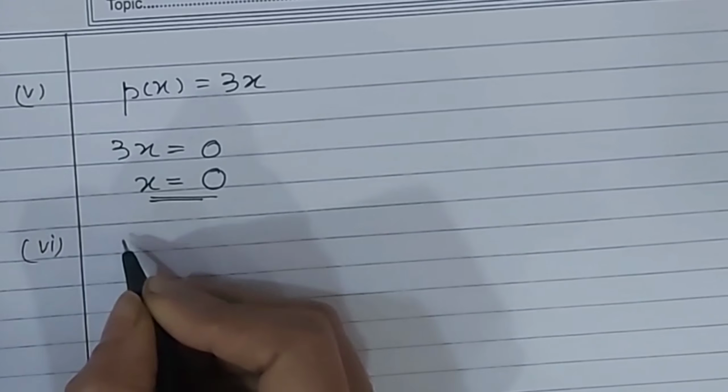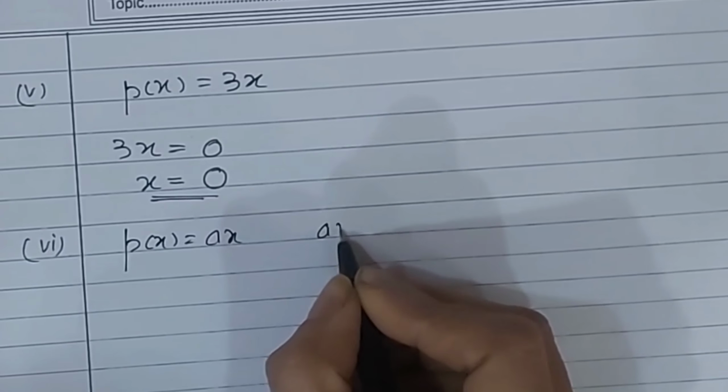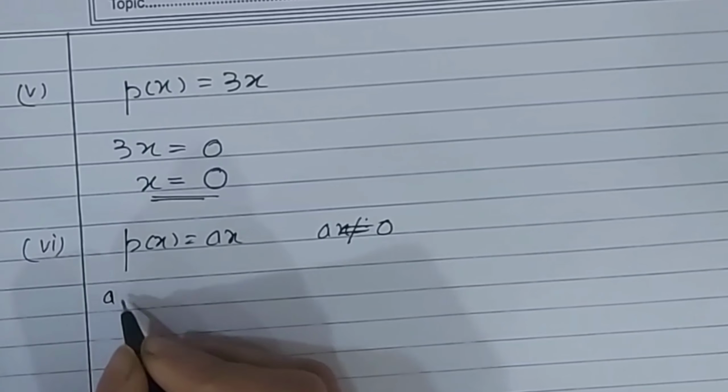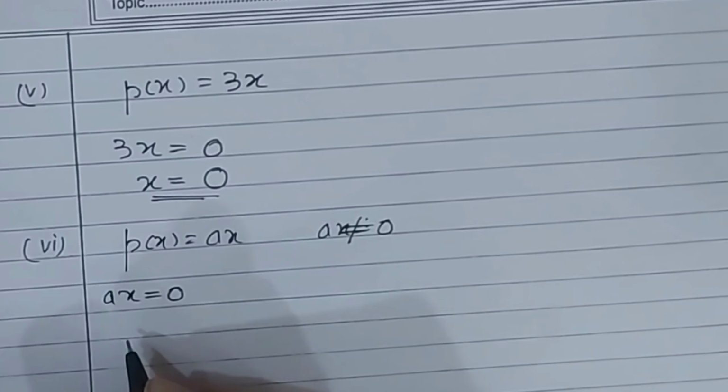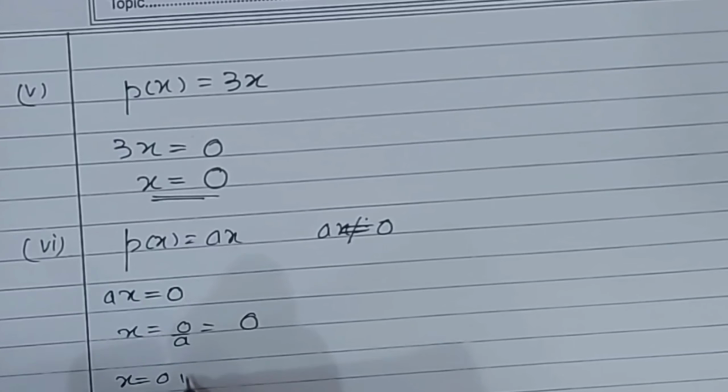Now next, the sixth one, P(x) is equal to ax, where a is not equal to 0. So to find the 0, we'll put the complete polynomial equal to 0. So x is equal to 0 by a, which is equal to 0. So x is equal to 0 is a 0 of this polynomial.